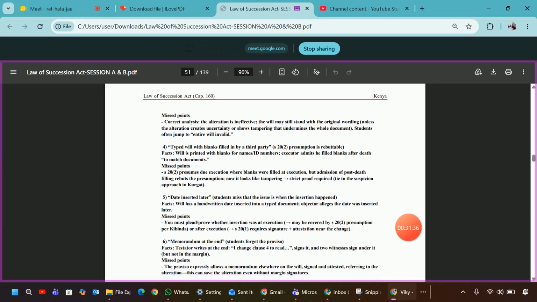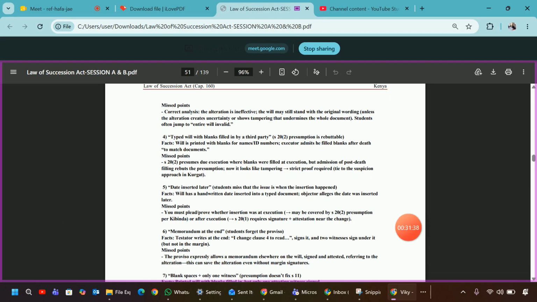Alteration. A will is typed with blanks filled in by a third party. Section 22 presumption is rebuttable. The facts are that the will is printed with blanks for names and ID numbers, and the executor admits he filled the blanks after death to match documents. So Section 22 presumes due execution where blanks were filled at execution, but the admission of post-death filling rebuts the presumption. Now it looks like tampering.